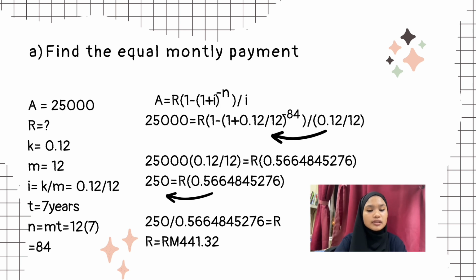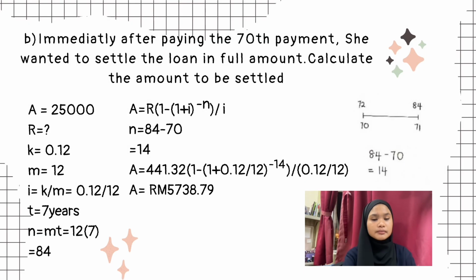Then we get 25,000 multiply 0.01 equal R bracket 0.566484527, and get 250 equal R bracket 0.566484527. Then we move 0.566484527 to the other side and it becomes divide. Then 250 divided by 0.566484527 equal R, and last we got 441 ringgit 32 cents for our question.